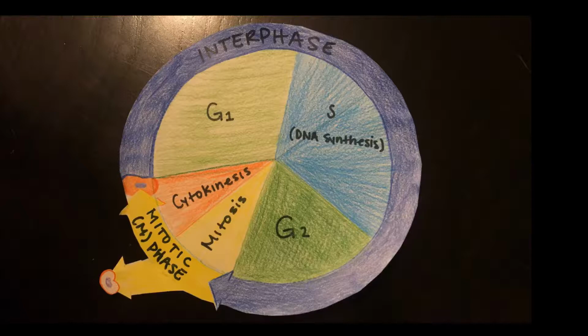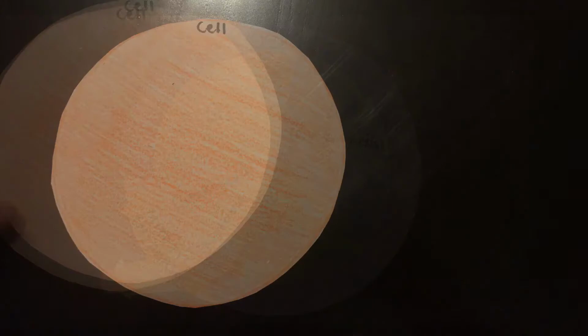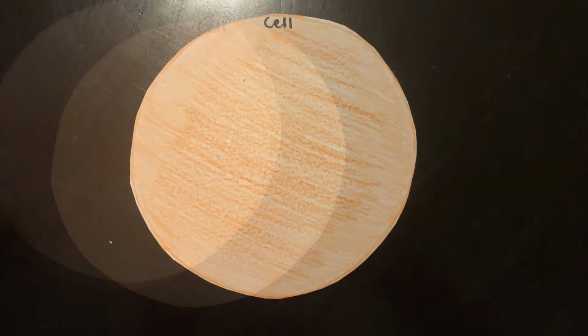The first step of the cell cycle is interphase. It splits into 5 phases. There's G1, where the cell grows. Then there's synthesis, where the DNA becomes replicated. Then there's G2, which is a part of mitosis.